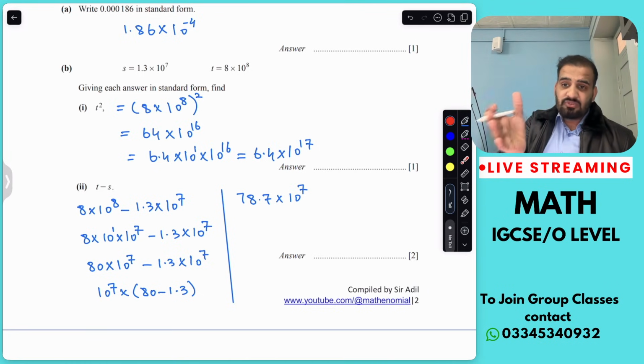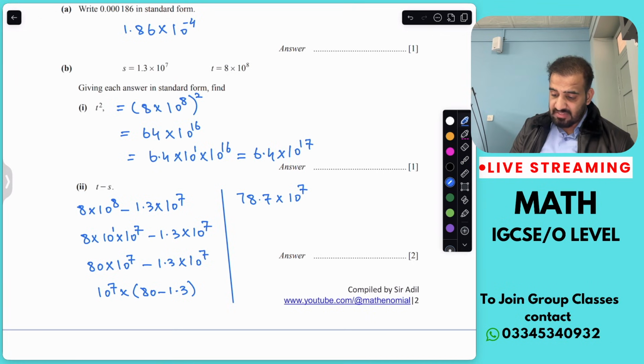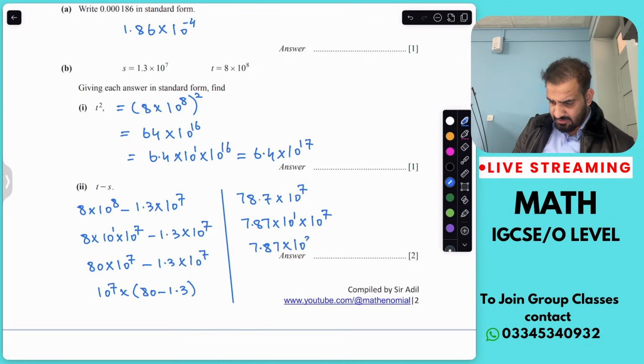How? Simply move the decimal to the left side. So if we move the decimal to the left side, you know it very well that we write 10 raised to power 1 cross 10 raised to power 7. So that's the answer.